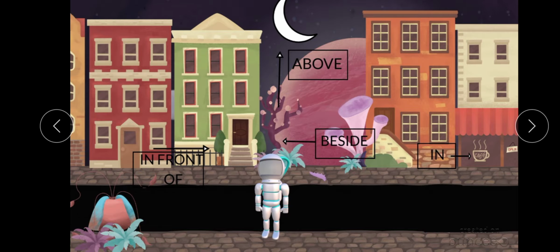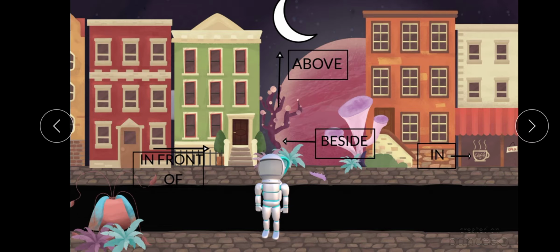Next, in front of. We use in front of when something is directly ahead of something. You can say that this tree is in front of the building. Next, beside. Beside means by the side of. So you can say that this tree is beside this building.